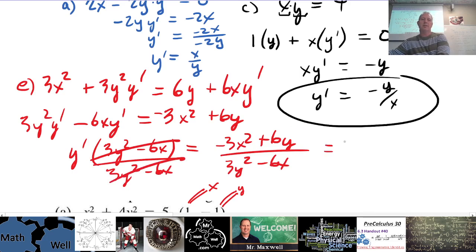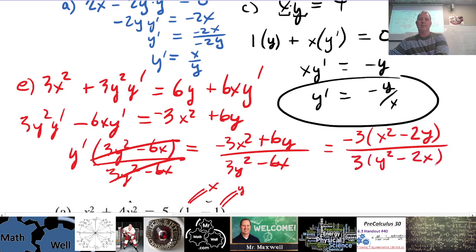Simplify this, and if you can divide out any like terms, you should. So that's a negative 3 we'll take out there. X squared minus 2y. And take out a 3 here, and that's y squared minus 2x. Those 3's cancel out, and you're just left with a negative out front. How's that look? Look good to you guys?